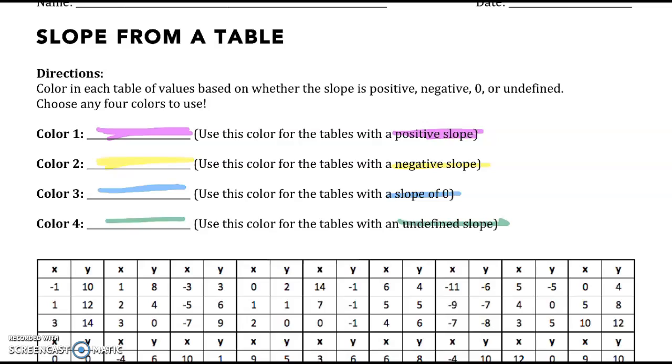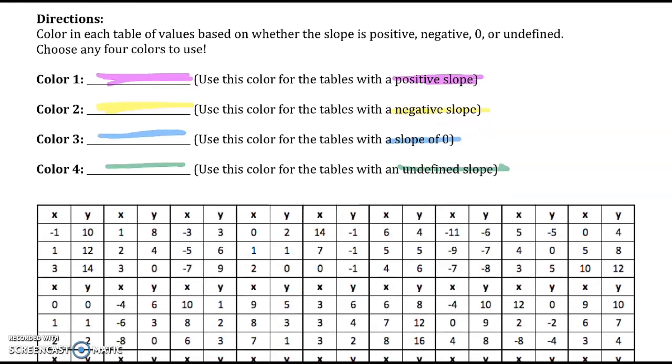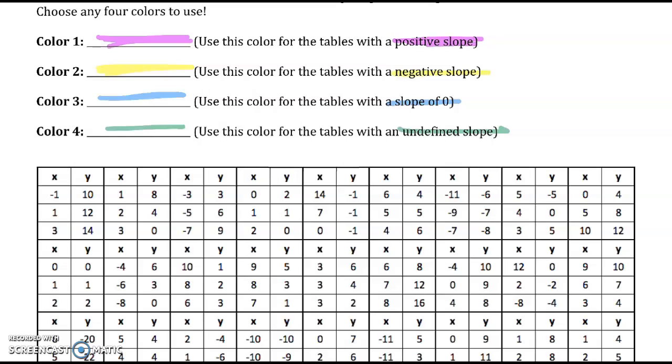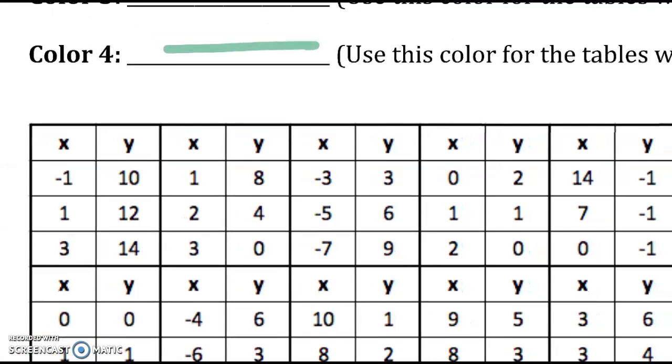Once you have chosen 4 different colors, one color for each of the different types of slopes you're going to find in these tables, we have to go through each of these tables and figure out what the slope is so you can determine if it has a positive slope, a negative slope, a slope of 0, or an undefined slope. I will do 4 of these with you as an example, and I'm going to pick one where we will get one of each of these types of slopes. I'm going to pick a different color to show my work with, and I'm going to do this second table here.